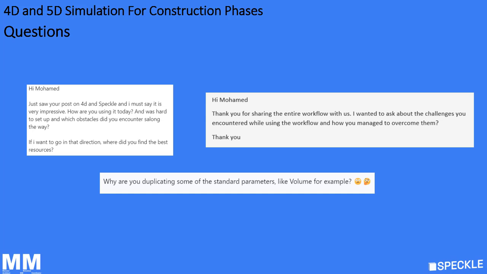And for the last question, why am I duplicating the volume? As most of you know, we have two types of information. We have the information provided by the design team, which is theoretical, and then we have the real quantities, the real cost, the real information on site, because on site everything changes and everything has another type of information. That's why I'm duplicating, and I will explain this in my next video.